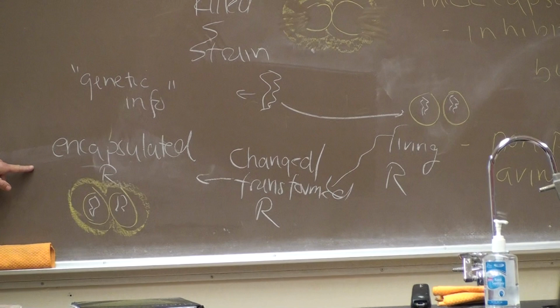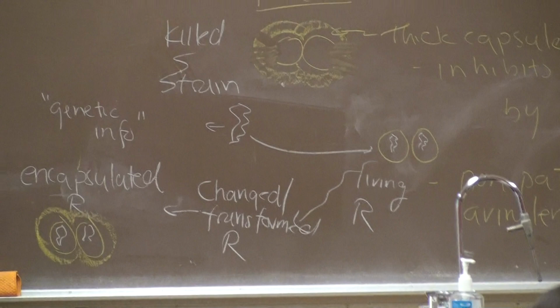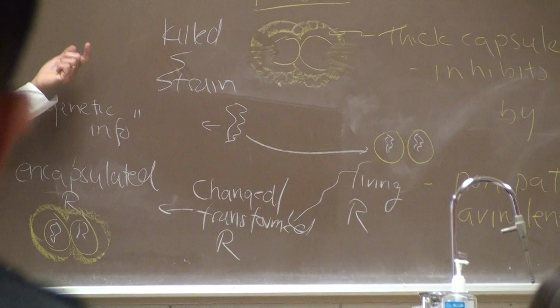So that is what killed the mice. That is what Griffith recovered from the mice: these transformed or changed R cells. They'd taken up the genetic information from the dead S cells that permitted them to make a capsule. And now we can't tell them from a living S strain.